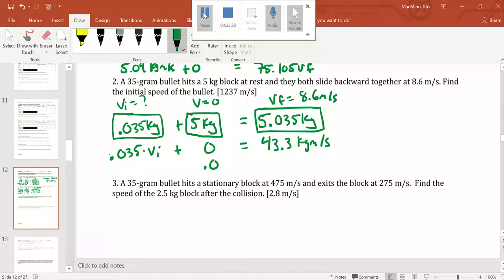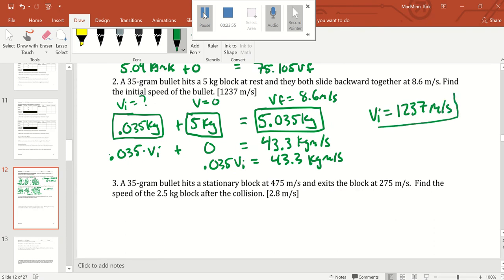So I know that the 0.035 VI is equal to 43.3 kilogram meters per second. So I have to divide both sides by the 0.035 kilograms. So 43.3 divided by 0.035 is going to give me an initial velocity of 1,237.17. We'll just leave it like this. So the initial speed of the bullet in scenario problem number 2 is 1,237 meters per second.